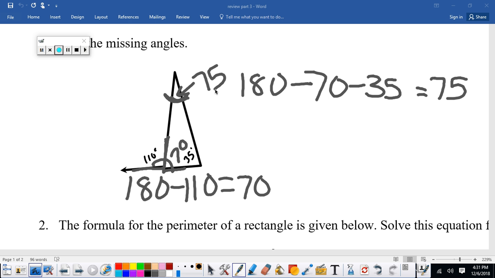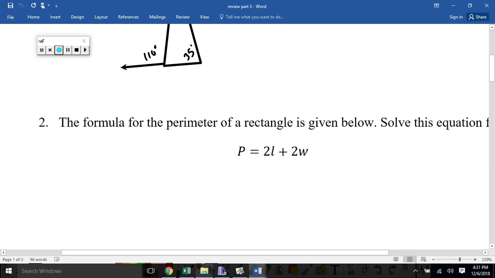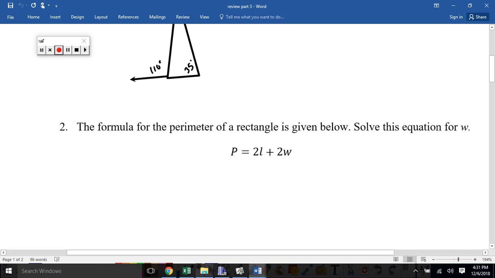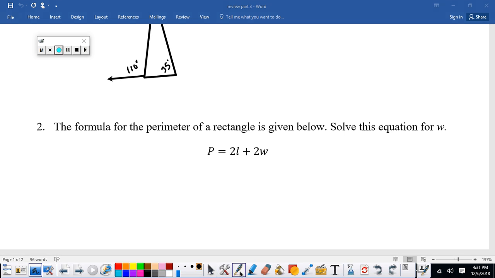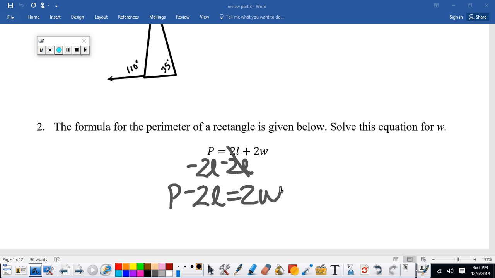Anyway, so that was number 1, pretty simple. Go on to number 2, and they want you to solve for W. So what you're going to do is leave the W by itself, so you're going to do minus 2L on both sides, so that's P minus 2L equals 2W. Right now these are being multiplied, so the opposite of multiplying is dividing. Divide by 2. And that's pretty much it. Simplify this, so P over 2 minus L equals W.